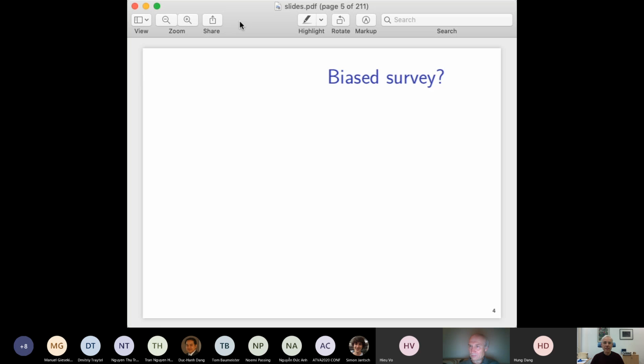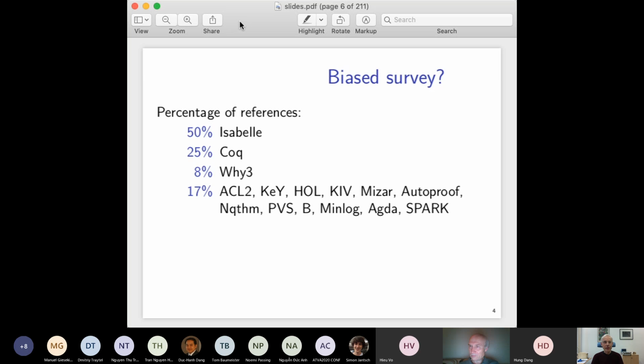Why is the survey biased? Well, of course, it's biased partly by my own outlook on the field. And you can also see, if you look at the citations in the paper, then 50% of the citations are to the Isabelle theorem prover, followed by Coq, Why3, and then a number of further theorem provers, the ACL2 system, HOL, and a number of others.